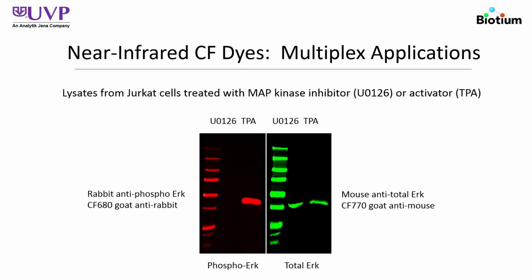Here's just another example of a multiplex application, which is detecting a post-translational modification. These are lysates from cells that were treated with a MAP kinase inhibitor or activator, and detecting the phosphorylation of the protein ERK, the MAP kinase. So what you see here, detected with CF680, is the phosphorylated protein, which is present specifically in the cells that were treated with the activator, and then simultaneous detection of the total levels of the protein ERK, phosphorylated and non-phosphorylated, showing the loading control, basically that the same amount of protein was loaded in each of the wells.